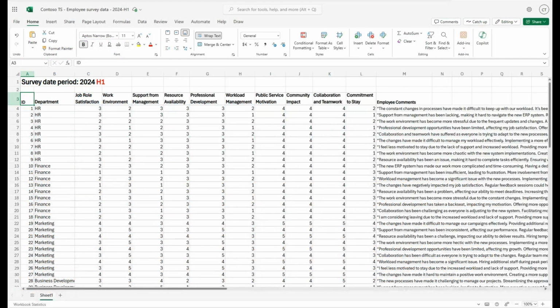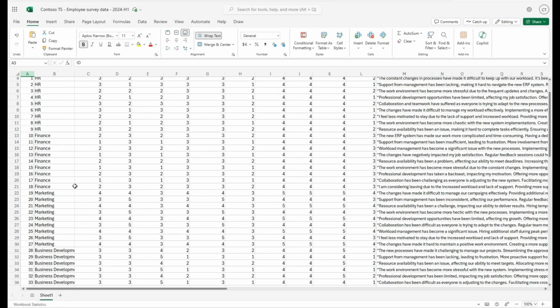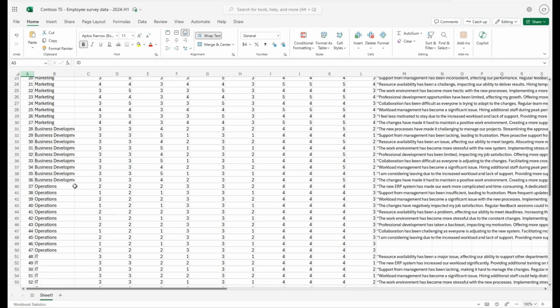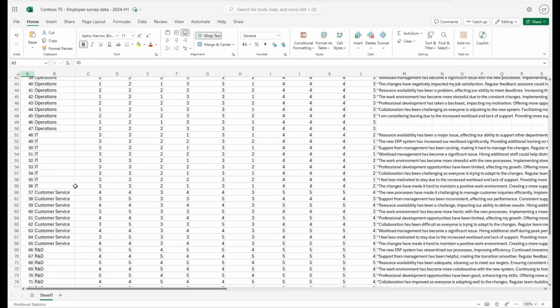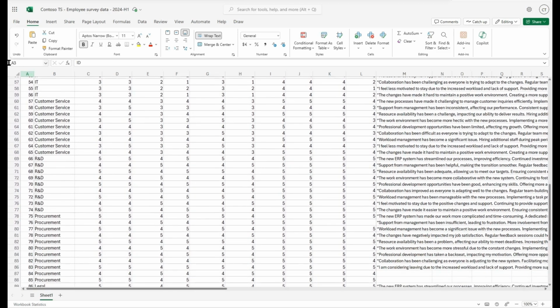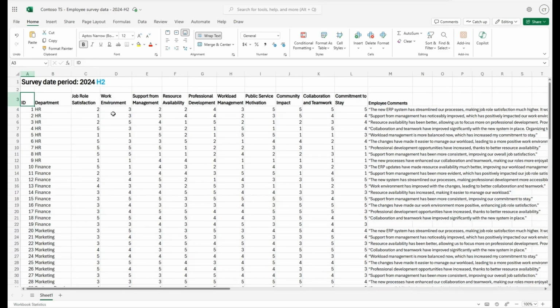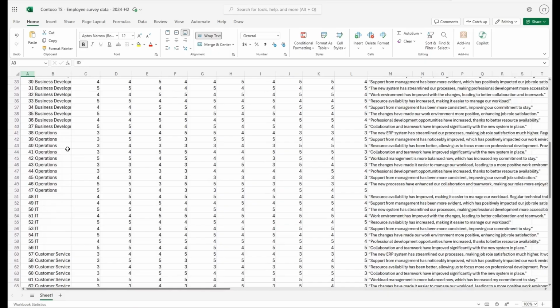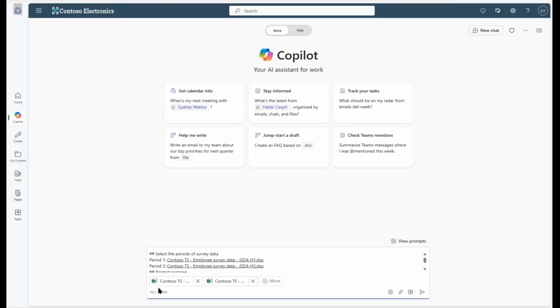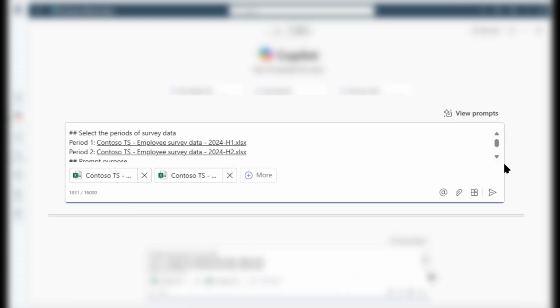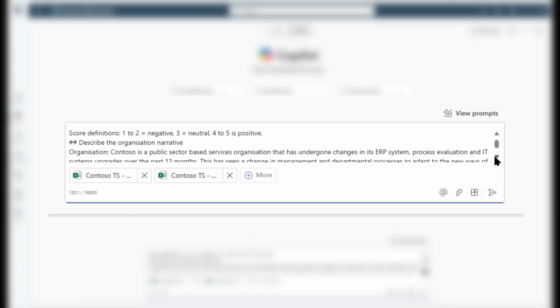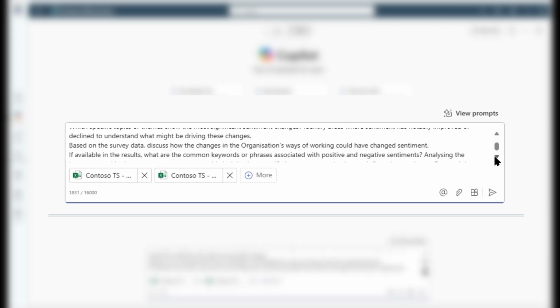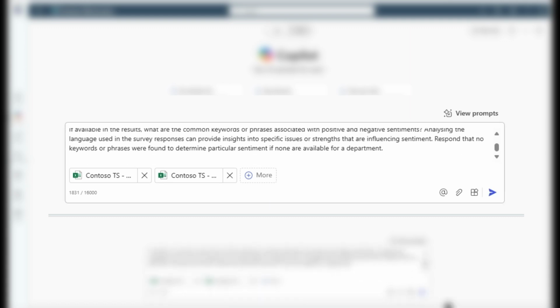First, let me show you the survey data. It's been sorted by department with the question areas at the top and employee comments down the side. Looks like most people that have answered the survey have been very diligent in making their voice heard. The two spreadsheets of survey data are for both halves of 2024, labelled H1 and H2. Okay, let's go to the Copilot Business Chat interface to enter the prompt. To save time, I've already referenced the H1 and H2 data and the rest of the text. Now let's press the send button.